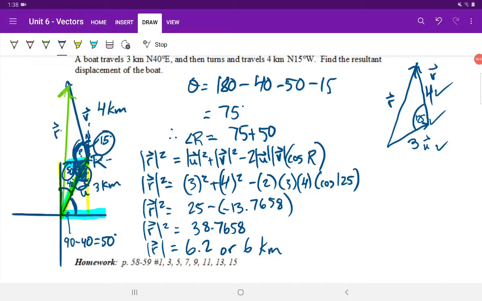Okay, so after working this out, you get 6 kilometers, rounded. Now, that's the magnitude, right? Now, we need to figure out if this whole angle here is 40. Okay, so in this diagram, it can be clearer. From here to here is 40 degrees. So from the north line to here is 40.